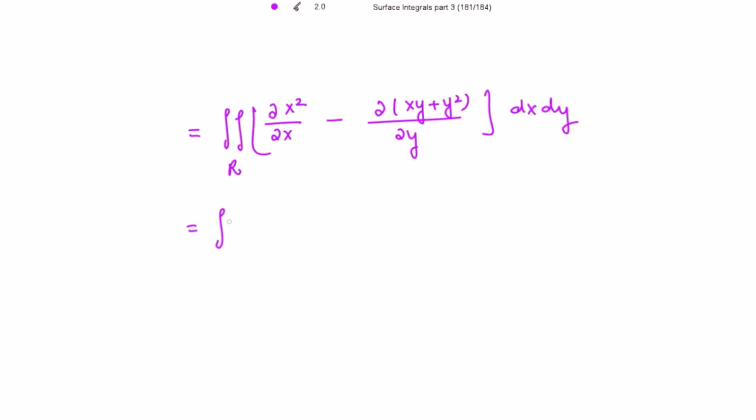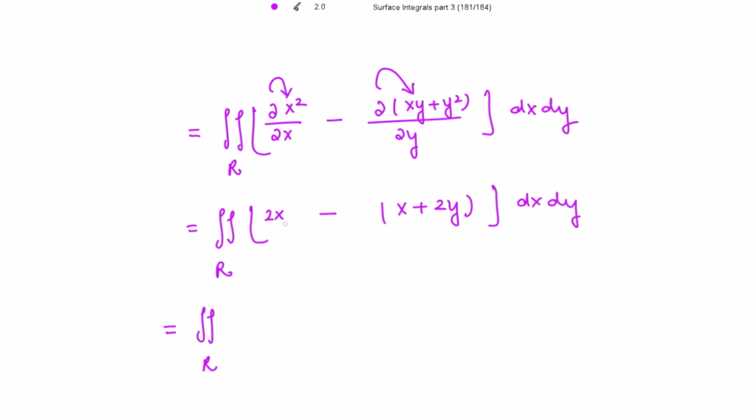So this is equal to the double integration. Differentiating x square partially with respect to x, we get 2x, minus the partial derivative of this with respect to y, which gives x plus 2y, right? dx dy. So we get 2x minus x, that is x minus 2y. So the integrand is x minus 2y.